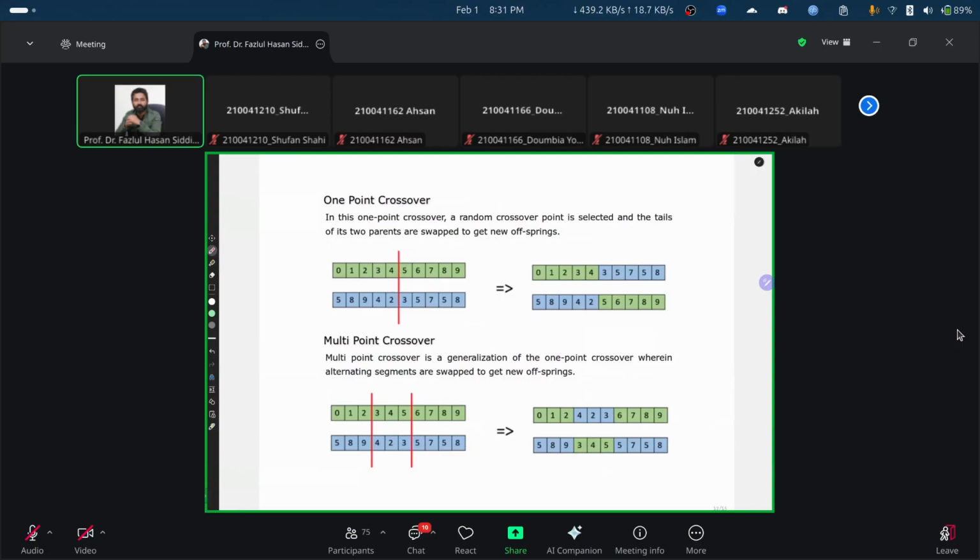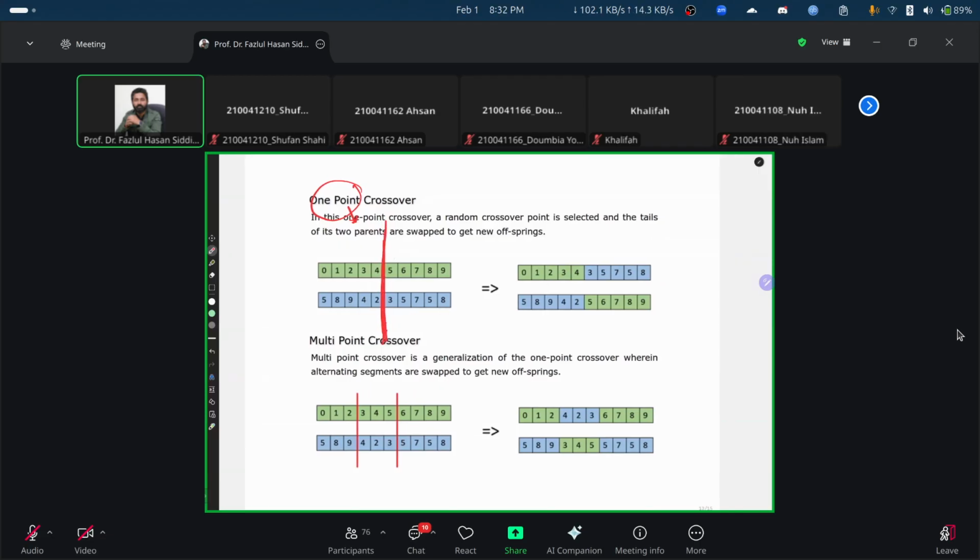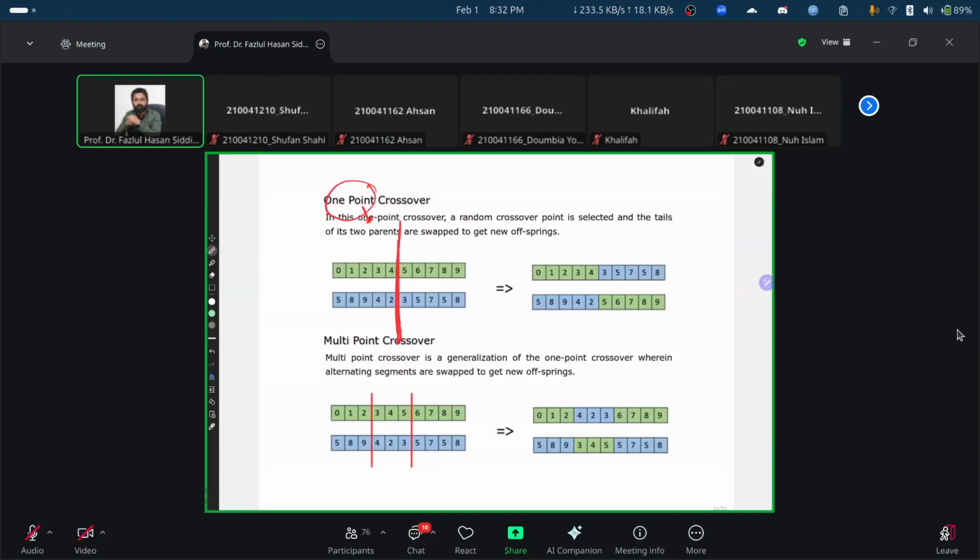The second is the crossover. I told you there are three things: selection, crossover, and mutation. Selection is done. Now crossover. How can the parents do the crossover? What is the crossover process? One idea is one point crossover. What is one point crossover? Just select a point, just like this. How could we select that point? Again, that depends on the problem.